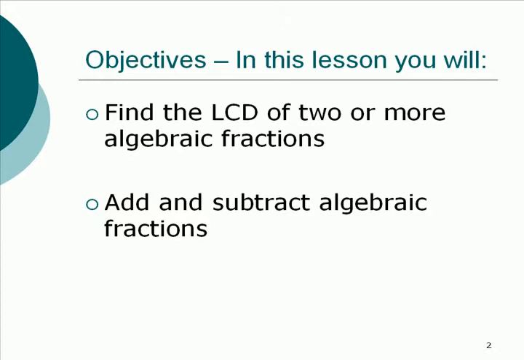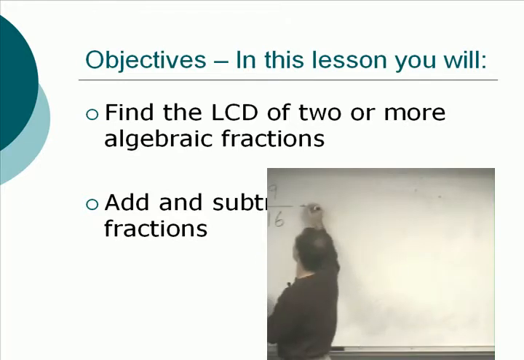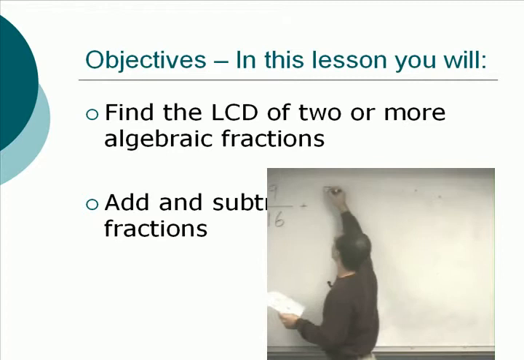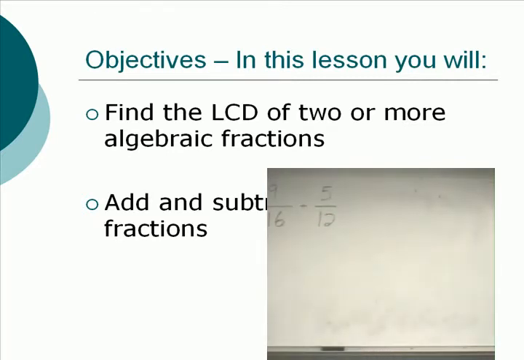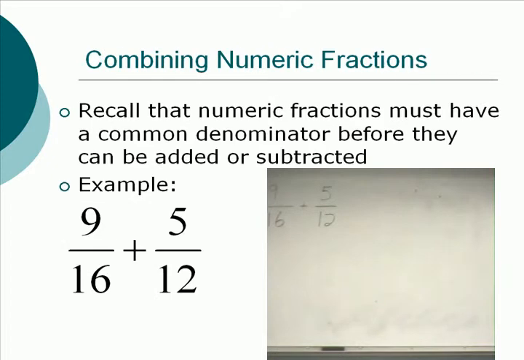So we're going to start out by looking at a numeric example to get you thinking about what we do with basic numeric fractions. For example, suppose we have 9 over 16, and to that we want to add 5 over 12. Well, a couple of things. Remember, first of all, we've got to have a common denominator.